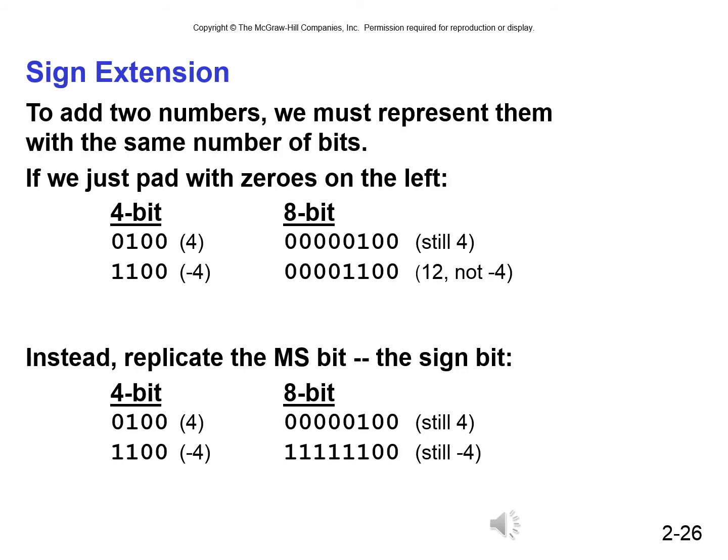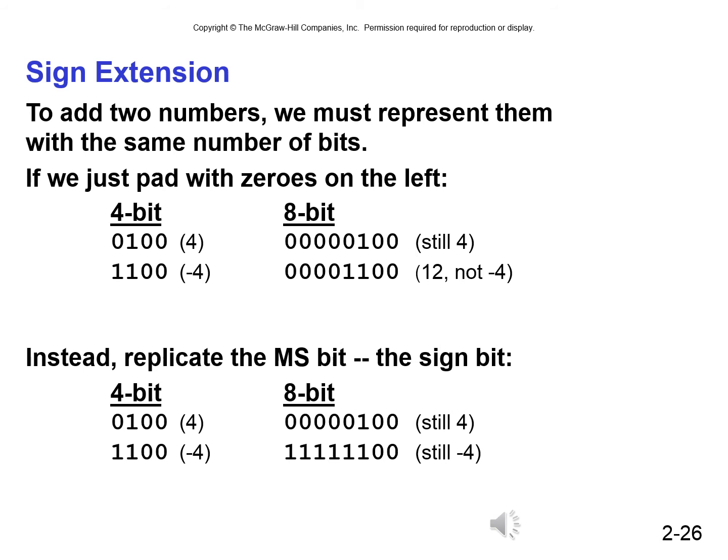Next up, sign extension. It's a very important term. In order to add two numbers, we have to represent them with the same number of bits, especially if they're 2's complement numbers. So if we just pad zeros on the left, 0, 1, 0, 0, which is 4, is still 4. But 1, 1, 0, 0, which is negative 4, does not come out as negative 4. It comes out as 12.